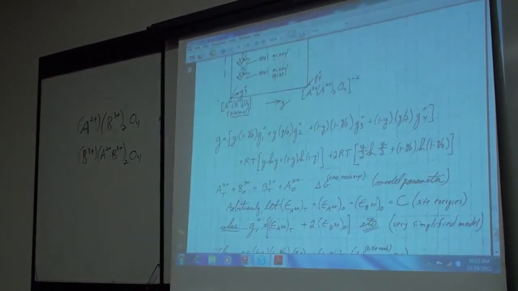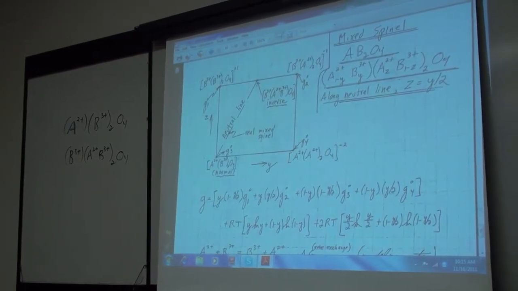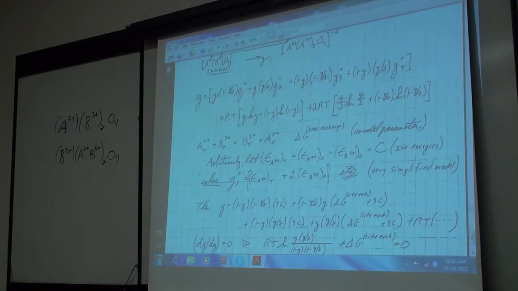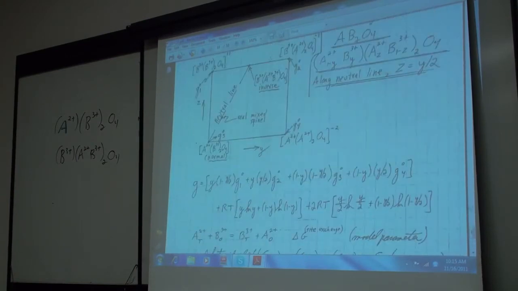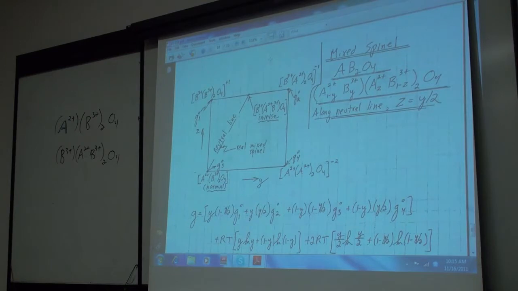Overly simplified as usual, but this is a mixed spinel AB2O4. We're trying to find out the degree of inversion of this spinel. So this could be MgAl2O4, or A and B could be iron. Assume that A is only 2 plus and B is only 3 plus. Those are the only oxidation states that are stable for those elements.